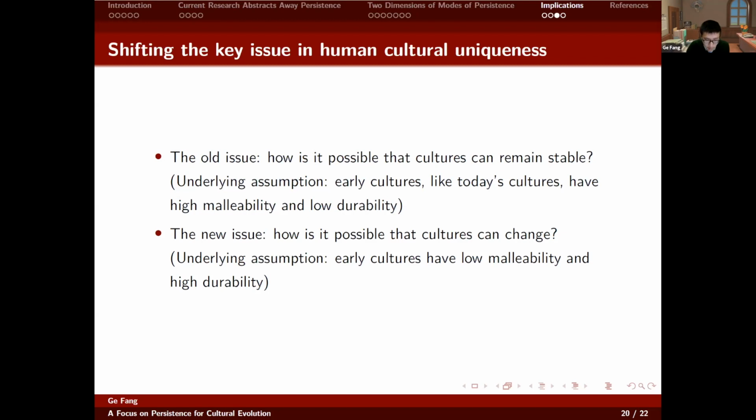But I think stability is a given, and if we assume that early cultures have low malleability and high durability, or if I'm allowed to use John's term in his earlier talk, stability is not a phenomenal anomaly here. What is more puzzling is not how such cultures can remain stable, but rather how such cultures can start to change in the late Pleistocene. The instability of skilled culture in the late Pleistocene is the phenomenal anomaly.